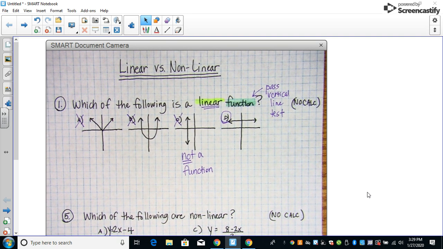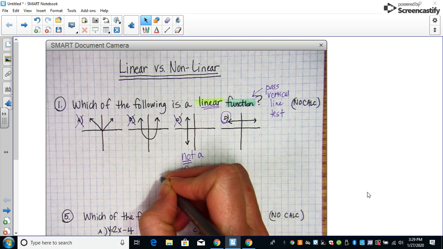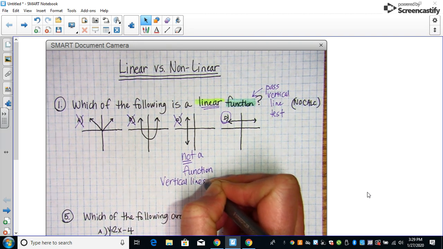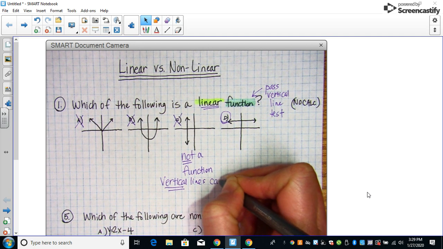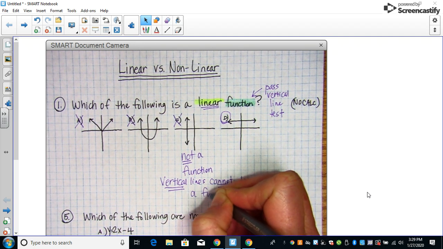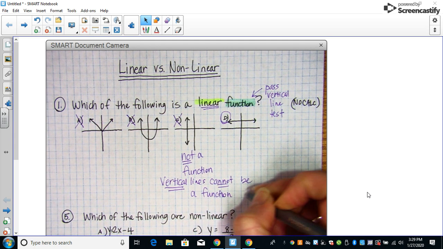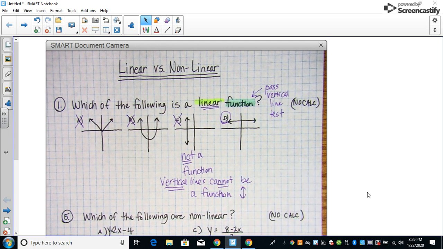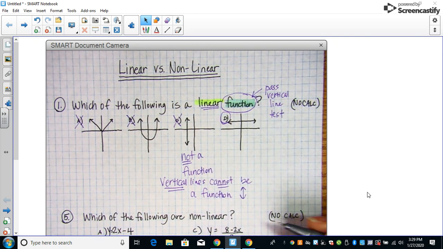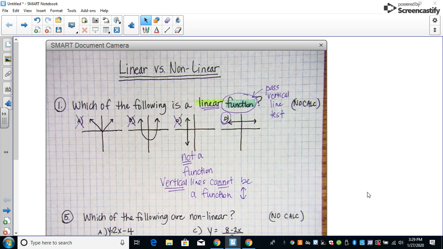One lesson that we need to realize from this is vertical lines cannot be a function. Any vertical line. So when we see the word function and we see a vertical line, we need to automatically eliminate that one.